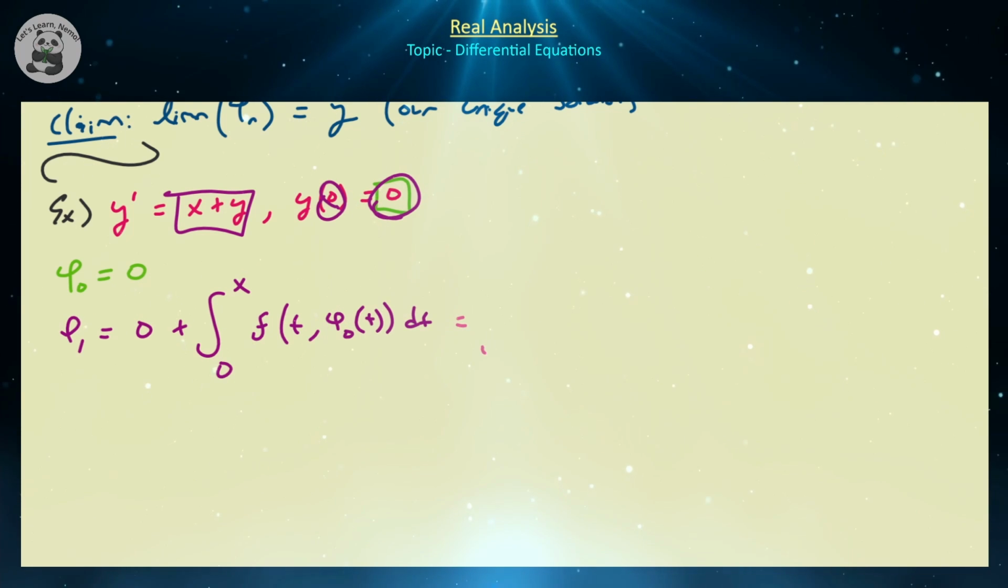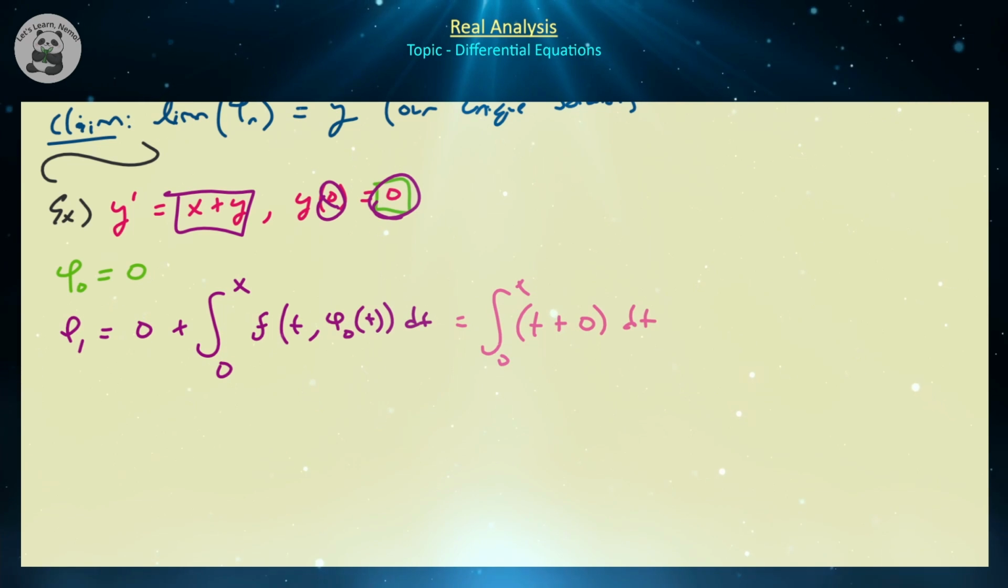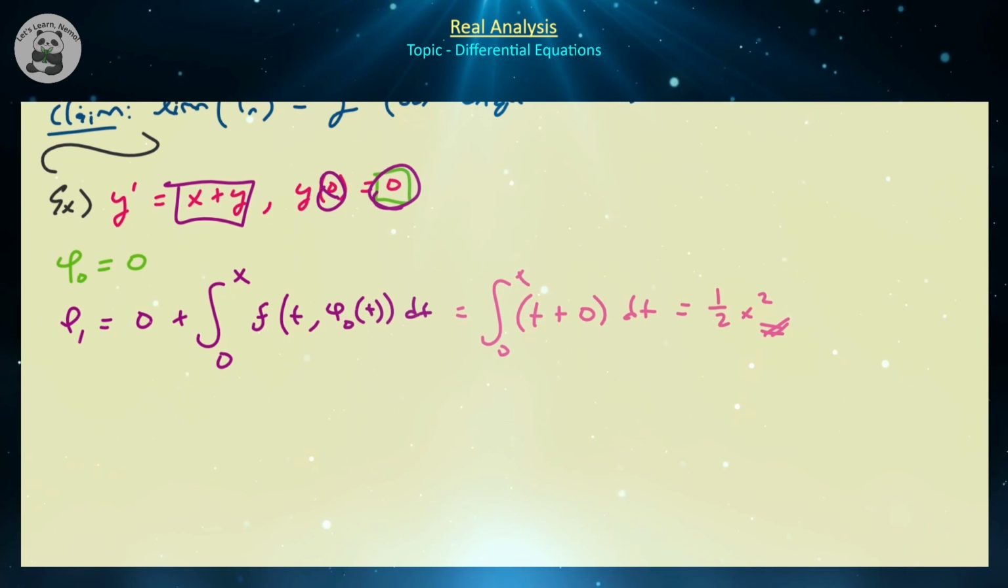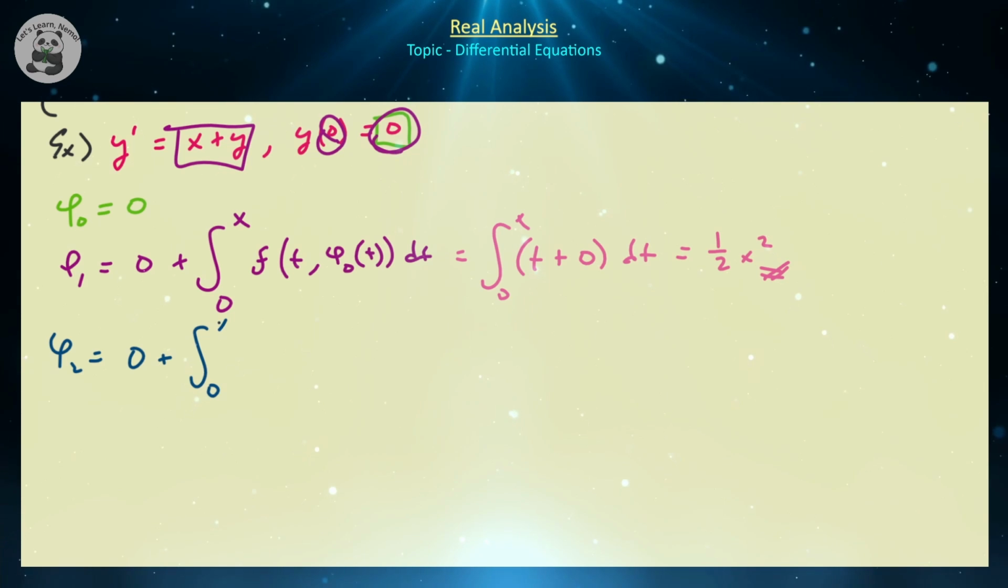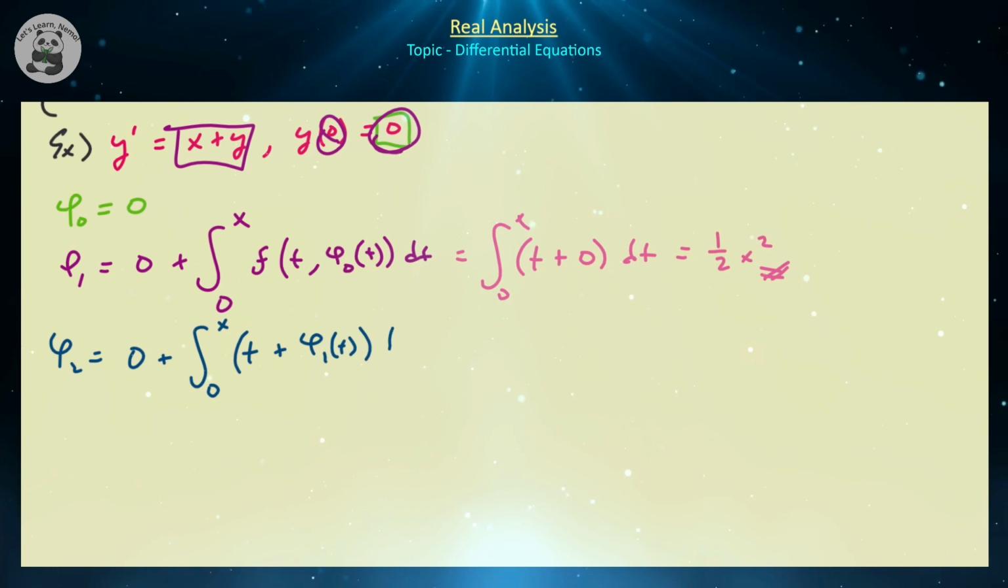So that means this is going to be equal to the integral from 0 to x of t plus phi 0 of t, which is equal to 0, integrate with respect to t, and that's going to be equal to 1/2 x squared. All right, so that's going to be phi 1. And then we're going to repeat this process. So phi 2 will be equal to what? It's going to be 0 plus the integral from 0 to x of t plus phi 1 of t dt.